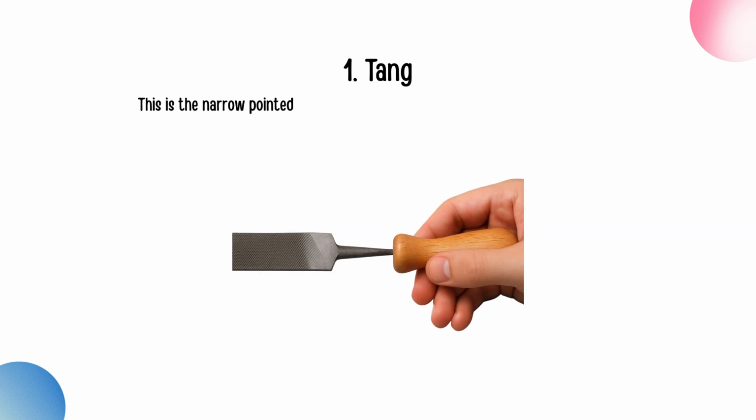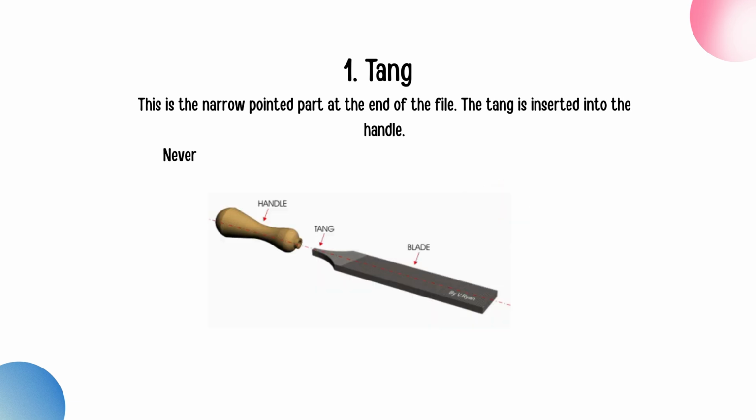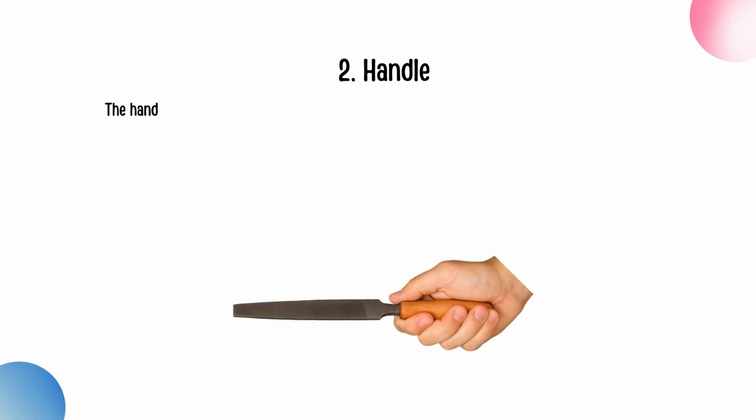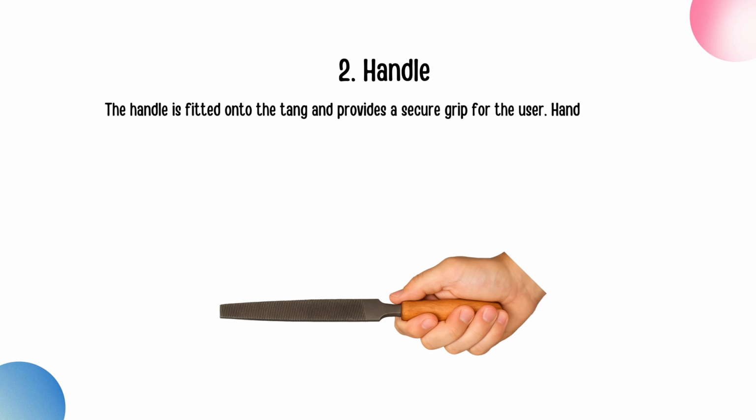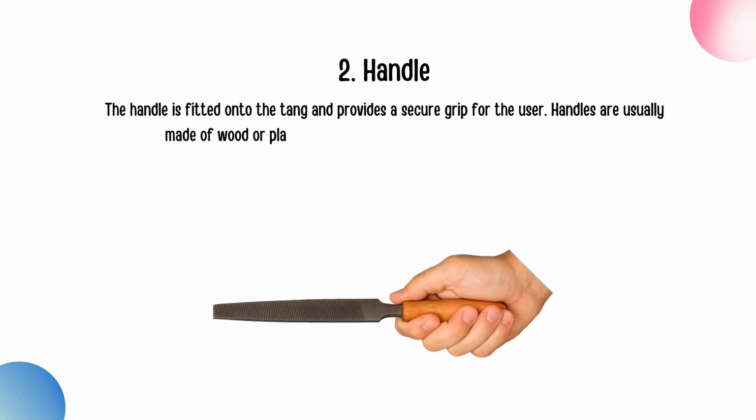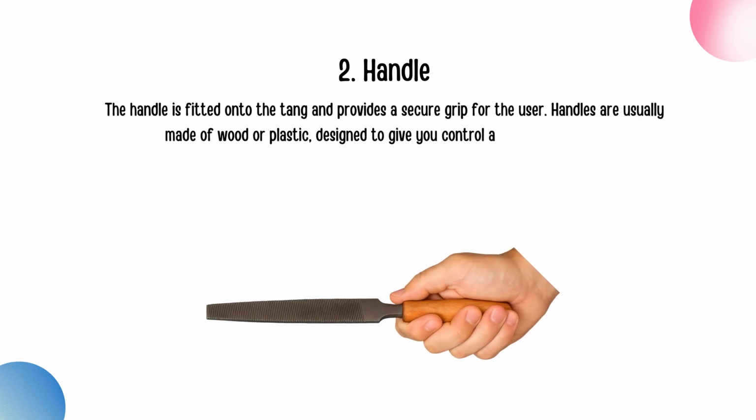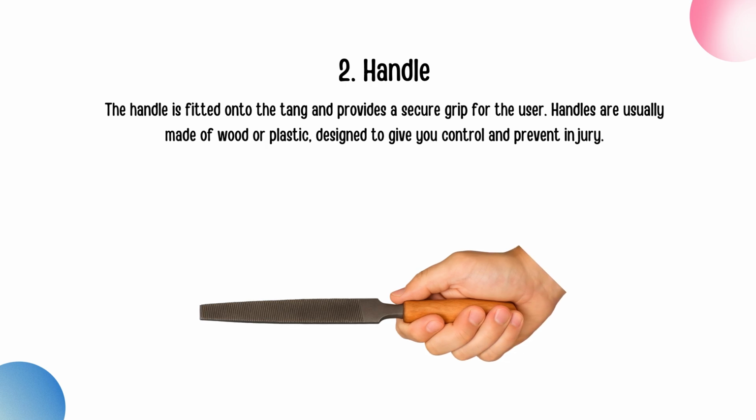Tang. This is the narrow pointed part at the end of the file. The tang is inserted into the handle. Never use a file without a handle. The exposed tang can injure your hand. Handle. The handle is fitted onto the tang and provides a secure grip for the user. Handles are usually made of wood or plastic, designed to give you control and prevent injury.